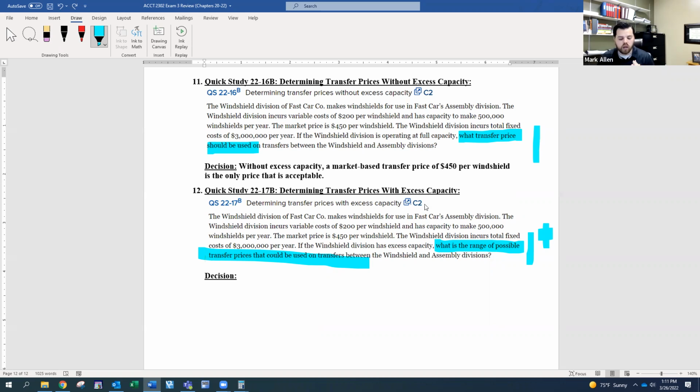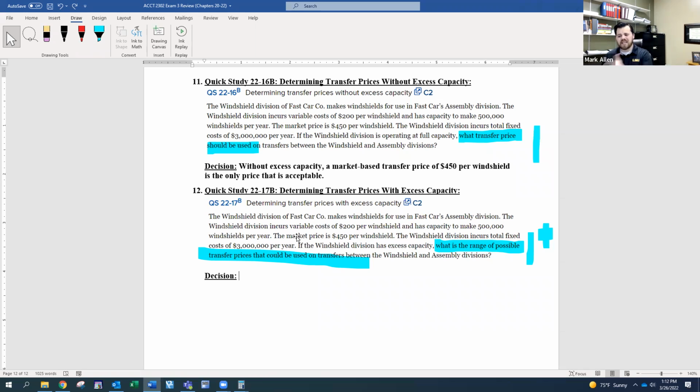Well, the absolute lowest price I would be able to consider selling this at is $200, because that's my variable cost. It's going to cost me $200 to build this for you as the assembly division. That's the cost to me. The fixed stuff, I'm incurring that whether I make this for my other department internally or not. So I'm not as worried about covering that. My other sales can hopefully do that for me. But I'm going to incur an additional cost of $200 per windshield to build these for the assembly department. So I'm not going to sell you this at a price less than $200.